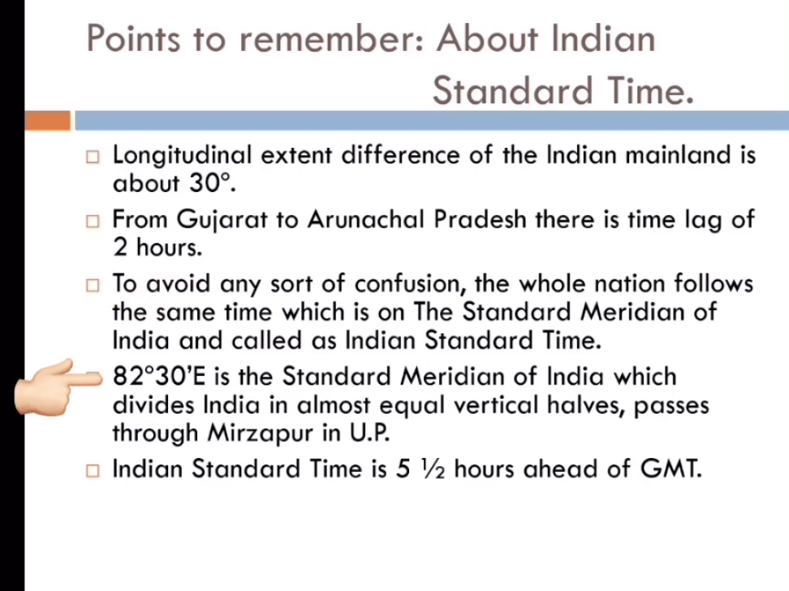82 degrees 30 minutes east is the standard meridian of India, which divides India into almost 2 equal vertical halves, passing through Mirzapur in Uttar Pradesh. So, Indian Standard Time accounts to be 5 hours 30 minutes ahead of the Greenwich Meridian time.